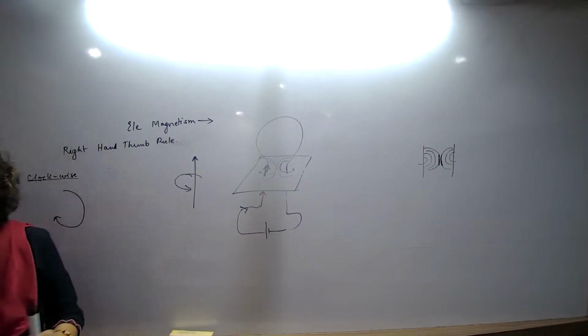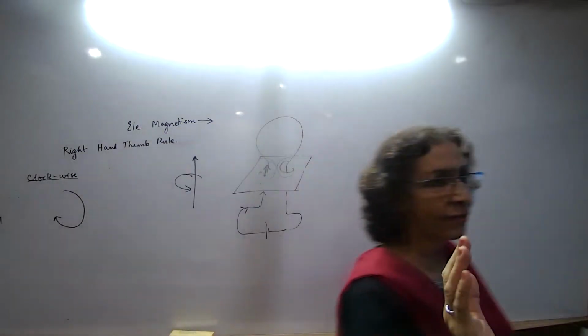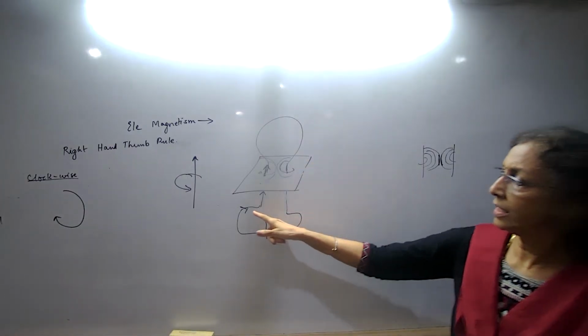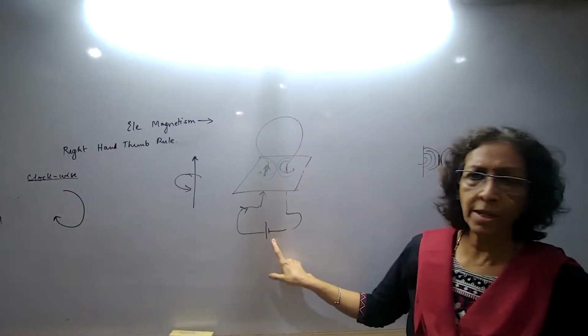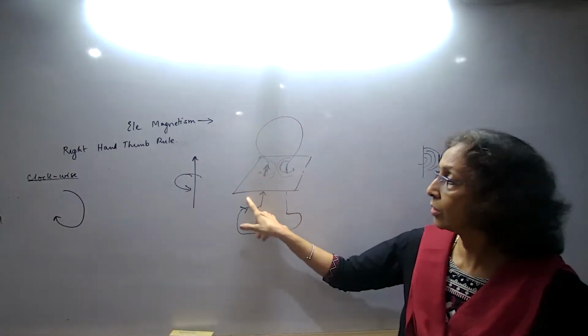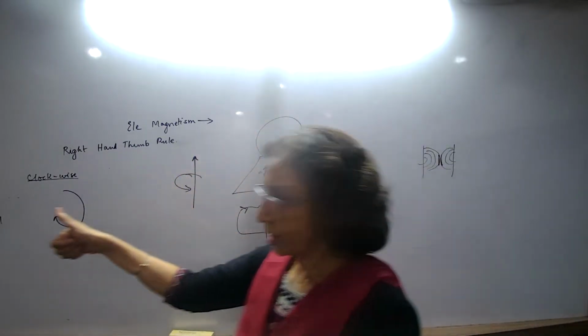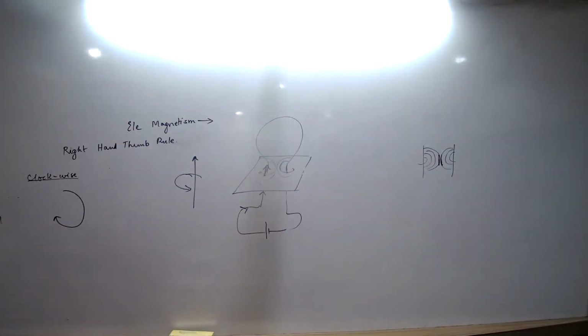The only thing that has changed is what? Only the direction of the current. In the first case, it was in this direction. Now what have I done? I've shifted the terminals of the cell. Therefore, in this loop, we have got the current which is moving down. Is that okay? Did you get it? Yes. Continue on.